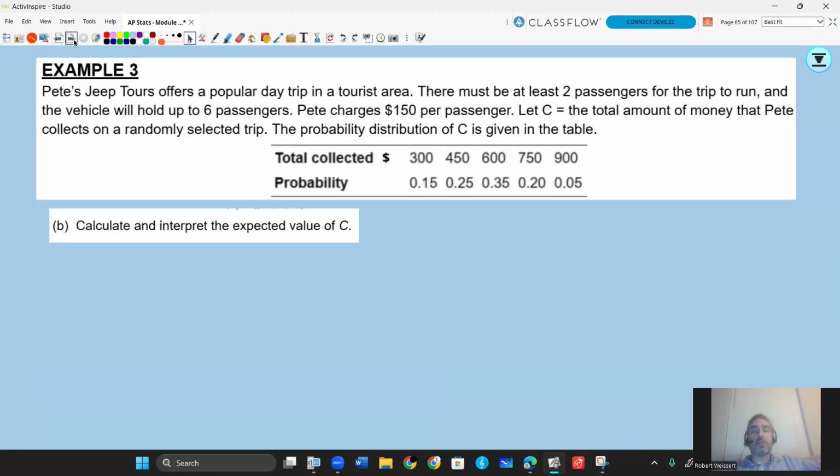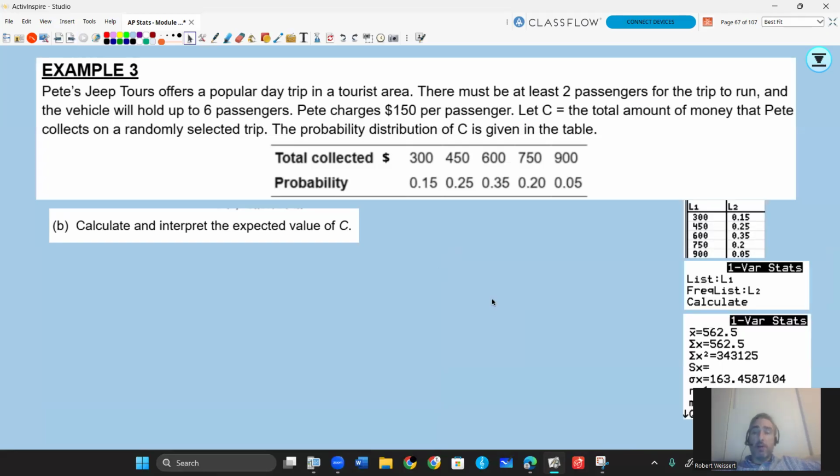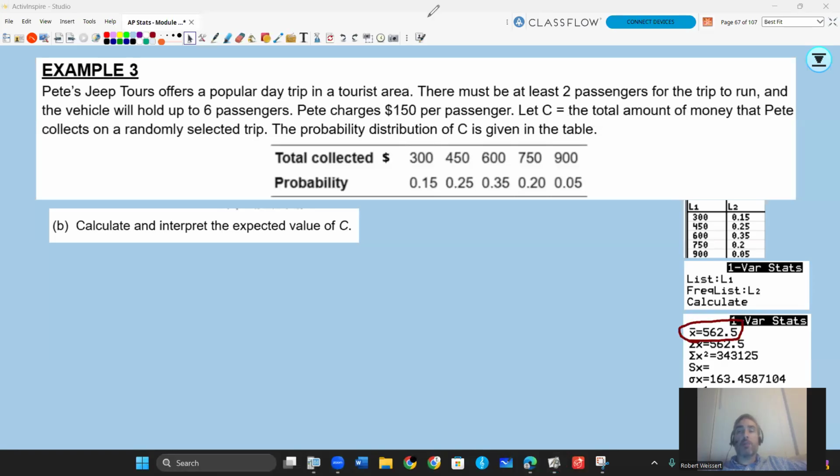Let's calculate and interpret the expected value of C. Remember, in this case all we're doing is taking our individual values, multiplying by each probability, and adding together. You can do your one variable stats and make sure you get your mean in there. And remember, your mean in this case is the x bar from your calculator. So we want our number to be 562.5.